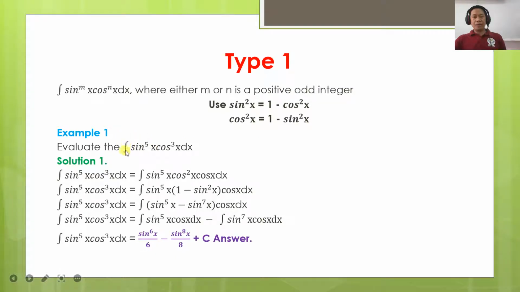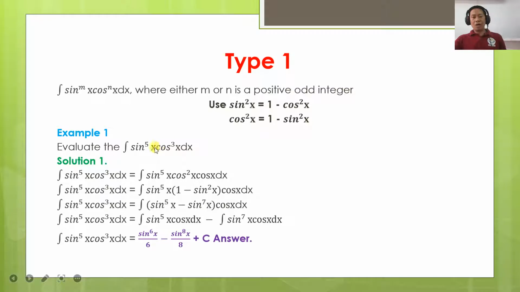What is the integral of sine x to the fifth power times cosine x to the third power dx? So, again, at least isa is odd number, type 1. Pero dalawa siya. So, ibig sabihin, kahit alin dito is pwede natin gamitin as our solution. So, by the way, paano ba sinusolve?